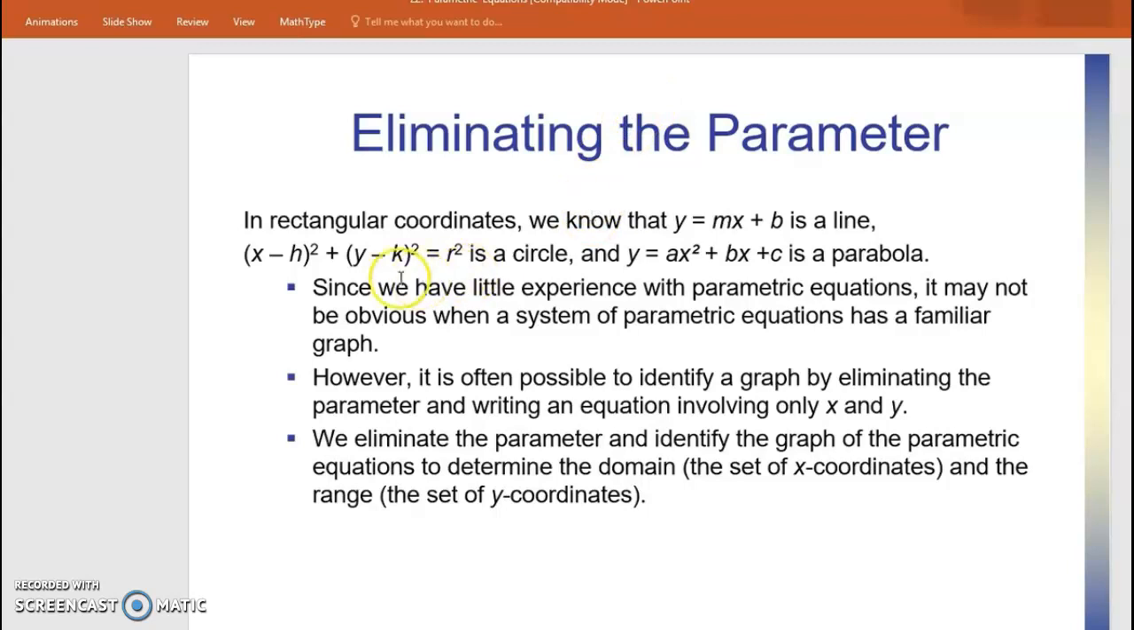Because as a reminder, in our rectangular coordinate system, we know that y equals mx plus b is a line. If our equation is in the form (x minus h) squared plus (y minus k) squared equals the radius squared, the graph is a circle with center (h, k). And lastly, we know our quadratic equations, y equals ax squared plus bx plus c, have graphs that are parabolas.